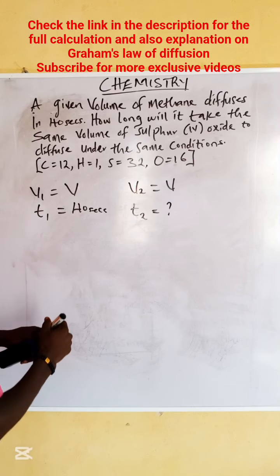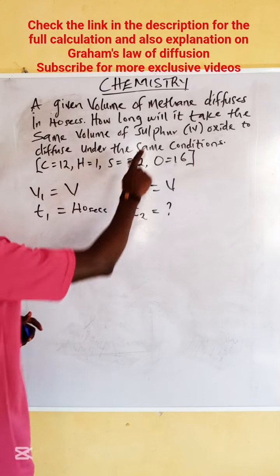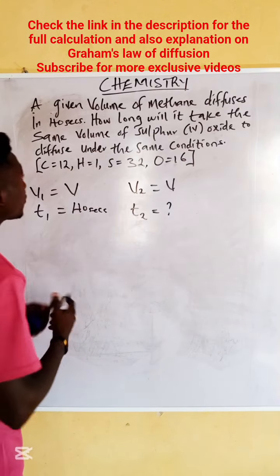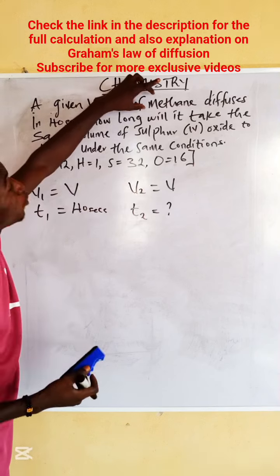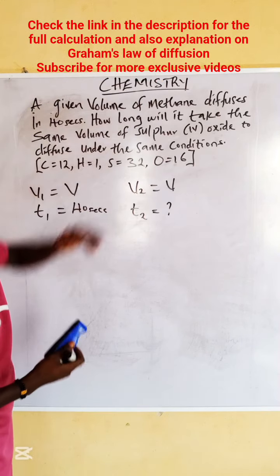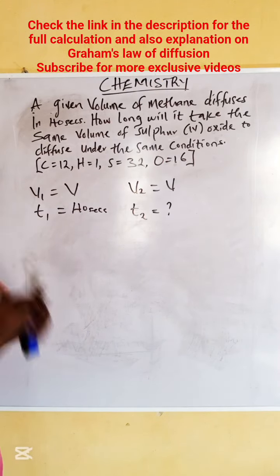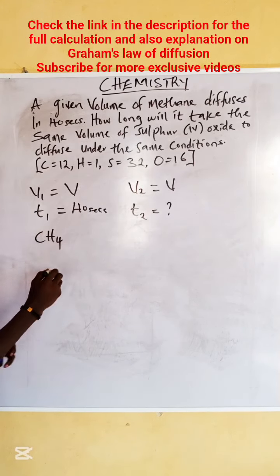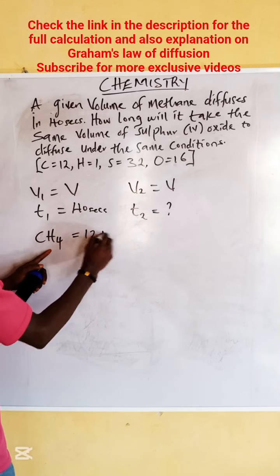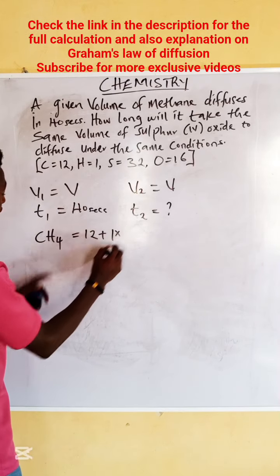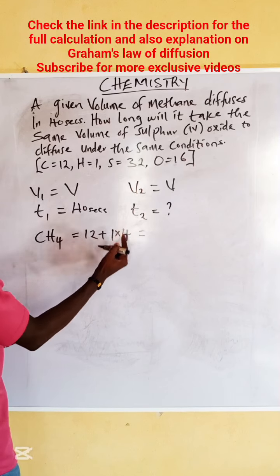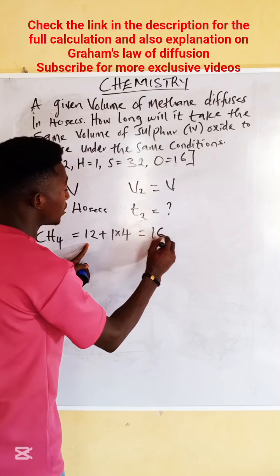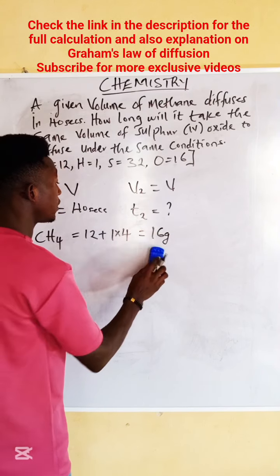Good. Now, they said to diffuse under the same conditions. Good. So let's first get our relative molecular mass for methane and sulfur 4 oxide, so that we have it as our M. What is it for methane? Methane is written as CH4. Are we together? So carbon is 12 plus hydrogen is 1, so 4 times 1 is 4, plus 12, that is 16 gram. That is already 16.